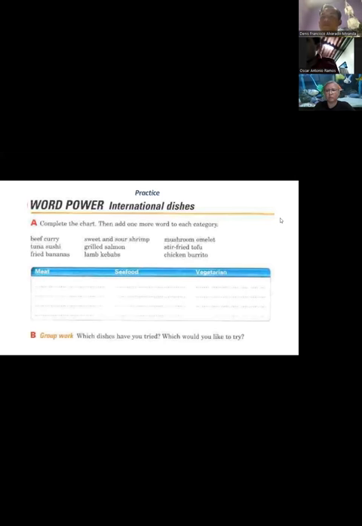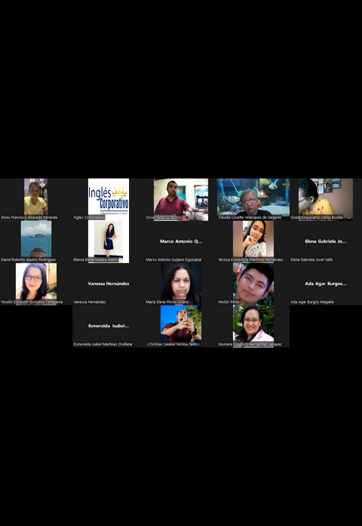Okay, les acabo de mandar esto por WhatsApp también, esta imagen, para que usted la busque por ahí, ya que vamos a pasar la asistencia. Y así usted separa meat, seafood, que es comida marina, the famous seafood, and also vegetarian, que es vegetariano. Así que vamos a pasar la asistencia.